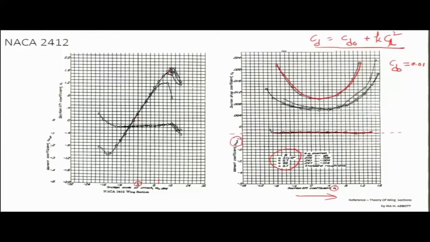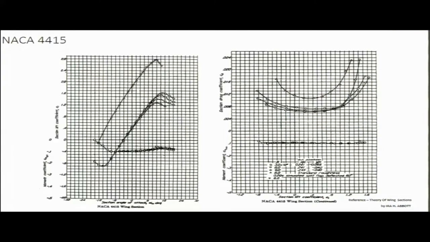The value of this is about minus 0.04. So, CM about AC of the airfoil is minus 0.04, right. Please make a correction, it is minus 0.04. Which means it is a positively cambered airfoil. So, for positively cambered airfoils, the CMAC is negative. Right. Now, let us go to the next data set, which is 4415.